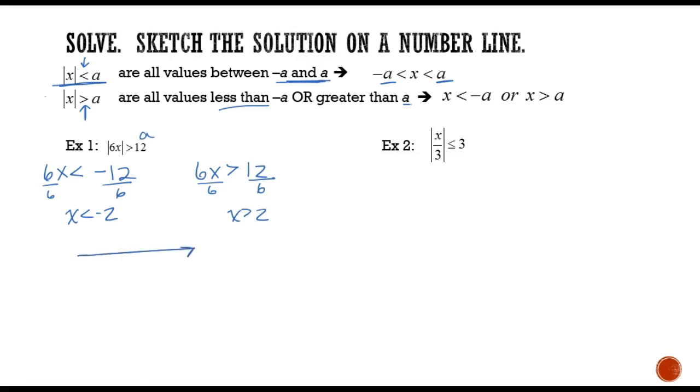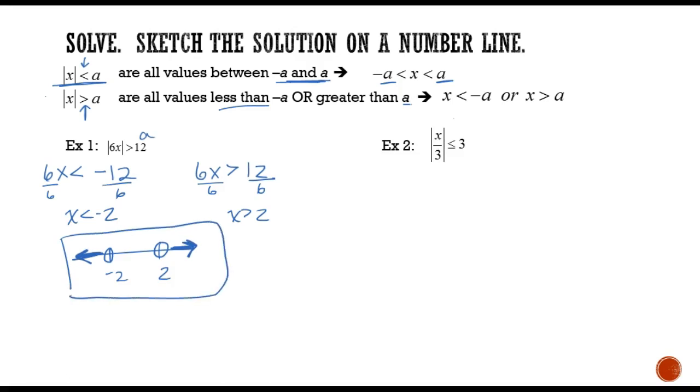So on my number line, just like before, you're going to draw number lines and label them. These are less thans and greater thans. They're not or equal to types, so they're open circles. And this one says x is less than negative 2, so you can see that they go in opposite directions. This one's greater than 2, so it comes over here. Okay? There's my solution. That's what happens with a greater than.